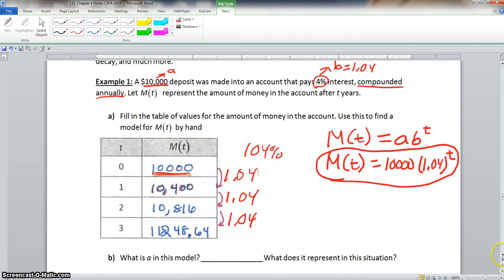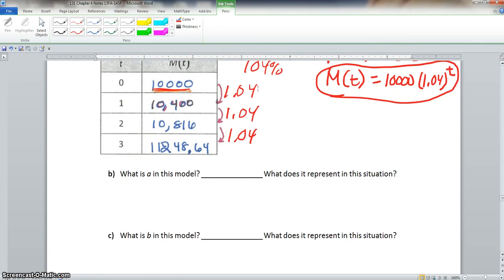Now we figured out the equation. Let's go down and look at B and C. It says, what is A in the model? We know that that is 10,000. It says, what does it represent in this situation? So we think about it. What does that 10,000 represent? It actually represents the starting amount.